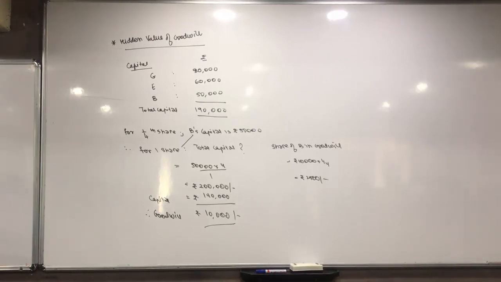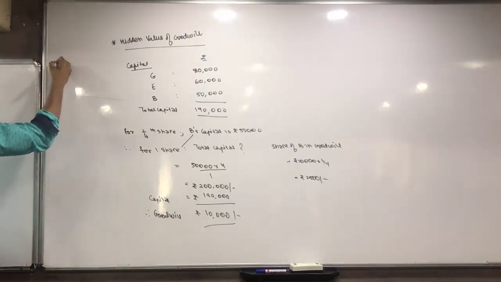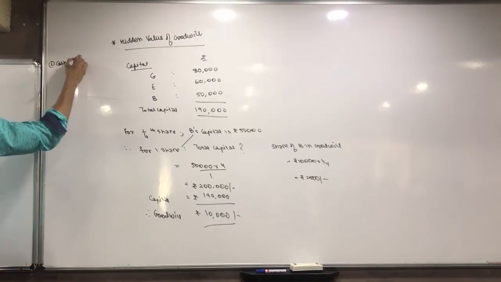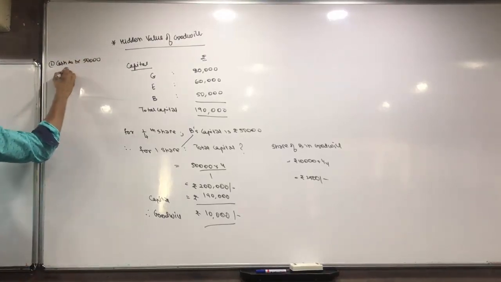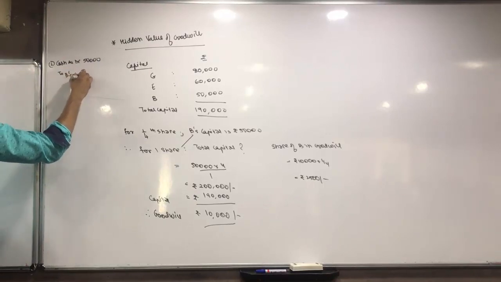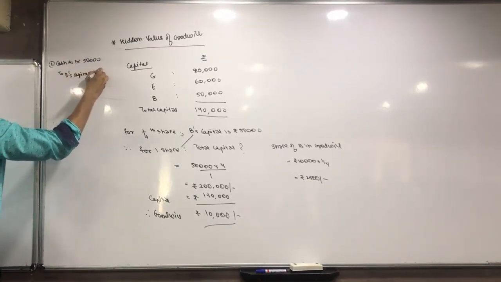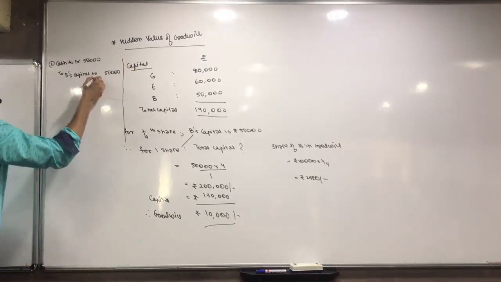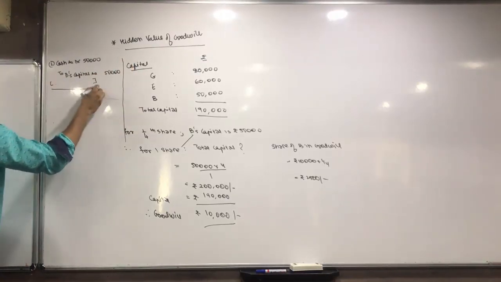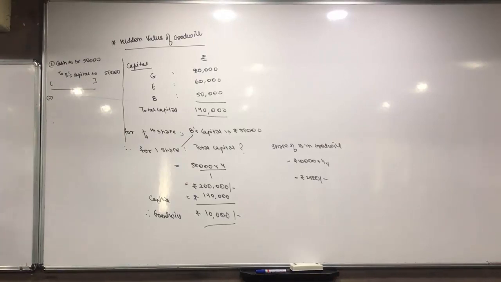Okay, let's write the first entry. Cash account debit 50,000 to B's capital account 50,000. B brought his share in capital.